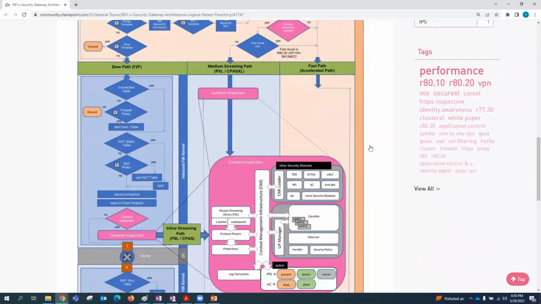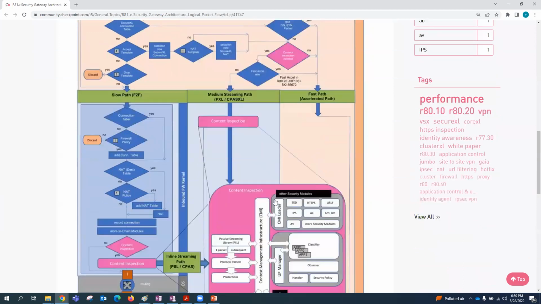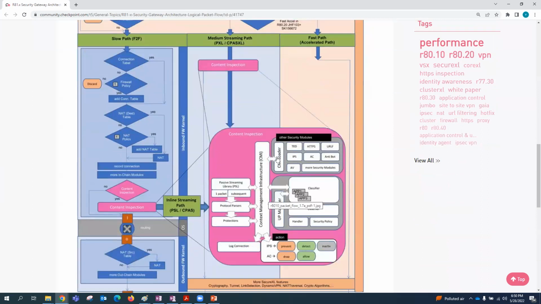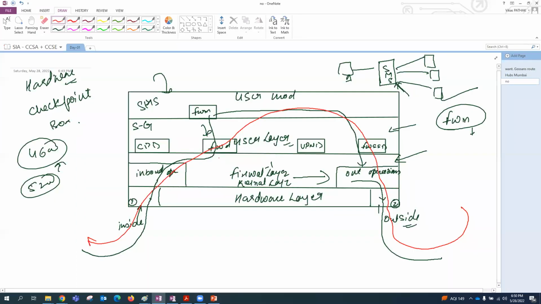So whatever operation you are performing here, SecureXL is happening here, right? Whatever operation you are performing here, like IPS inspection, HTTPS inspection, right? Whatever classifier is happening here, right? Whatever decision is being made on the basis of IPS, prevent, detect, or inactive, right? All these operations will be happening where? At the kernel mode here, the outbound operations of the kernel board, or maybe the inside operations of the kernel board, right?